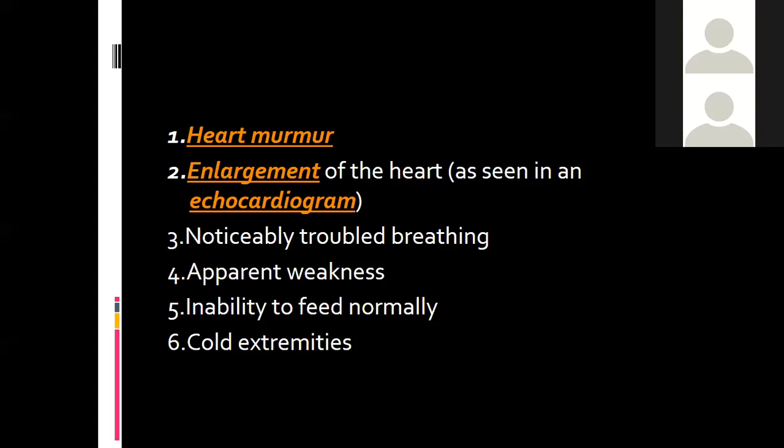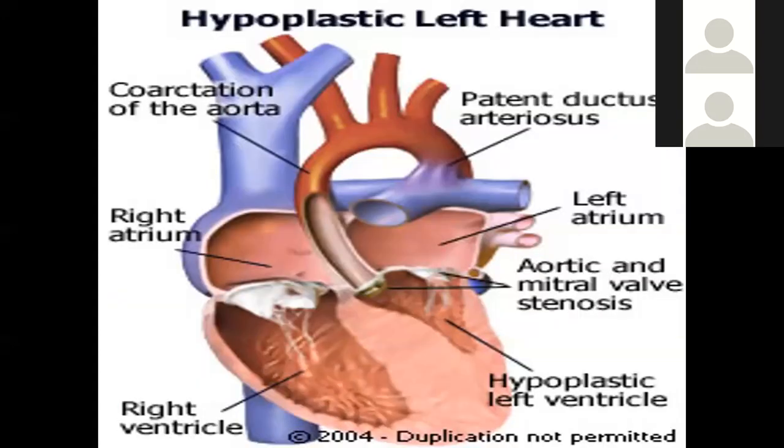These are some diagnostic points in a case of hypoplastic left heart syndrome. Number one, abnormal heart sound. Sometimes there is enlargement of the heart, which can be seen on echocardiography. There is noticeable trouble breathing, apparent weakness, inability to feed normally, and cold extremities. So this is the clinical diagnosis of hypoplastic left heart syndrome.